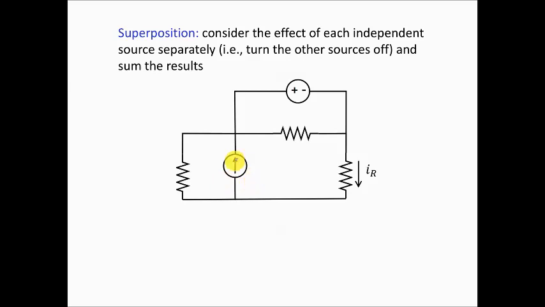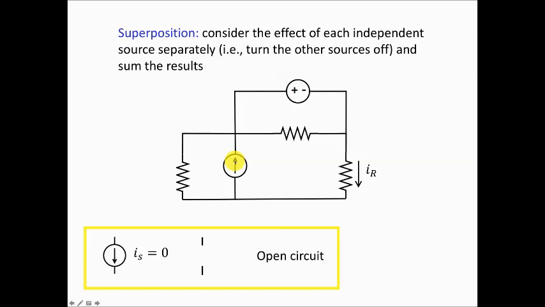Well, what happens when I set a current source equal to 0? Setting a current source equal to 0 means I replace it by an open circuit. An open circuit is nothing more than a current source where the current is equal to 0, right? Because for an open circuit there is 0 current flowing, and just like for a current source, the voltage across it can be anything. So setting a current source equal to 0 basically means replacing it by an open circuit. So I replace my current source by an open circuit, and I can now calculate what is the IR when I only have the voltage source.